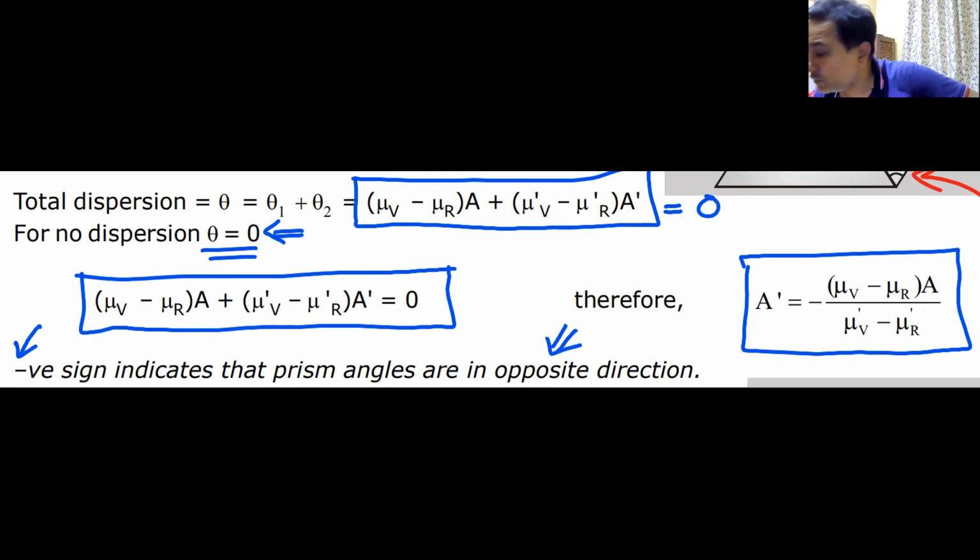Do we understand this? Yes or no? That is what you need to remember. This is the formula that you need to remember for deviation without dispersion. The angle of the second prism A dash is (mu v minus mu r) multiplied by A divided by (mu dash v minus mu dash r) with a negative sign. This negative sign indicates that these prisms are in opposite direction. What do I mean by opposite direction? If one prism is erect, the other prism is inverted. I'll give you 2 minutes to note this down. Very important formulas. If a question comes from this chapter, it will be on this formula. Please note it down.